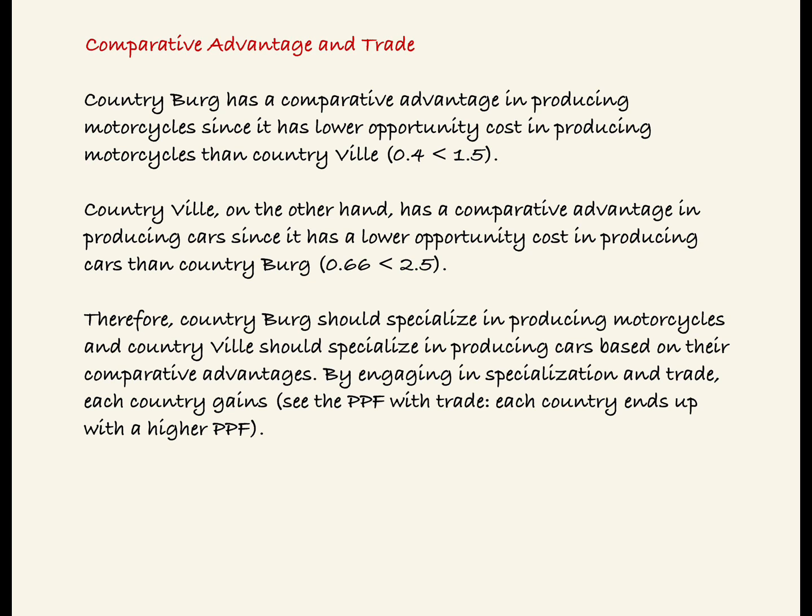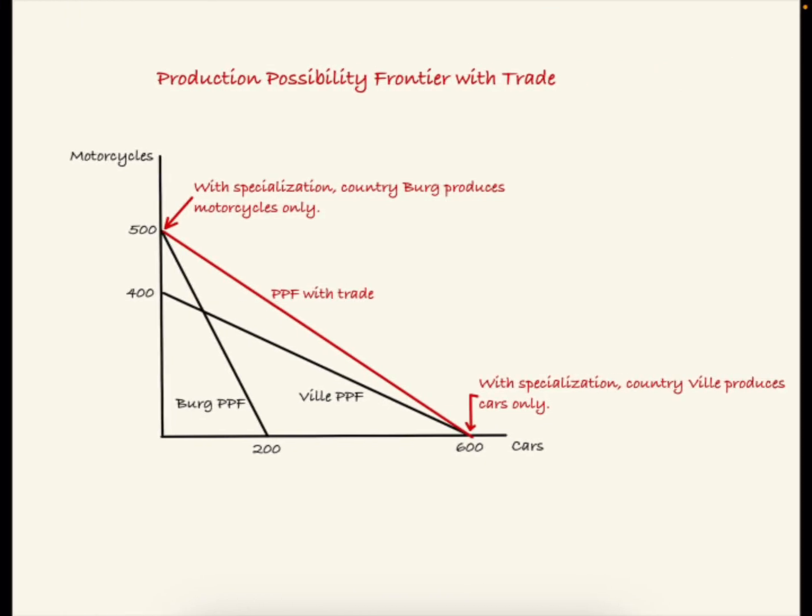Therefore, country Berg should specialize in producing motorcycles, and country Ville should specialize in producing cars based on their comparative advantages. By engaging in specialization and trade, each country gains. Now let's examine the production possibility frontier with trade.